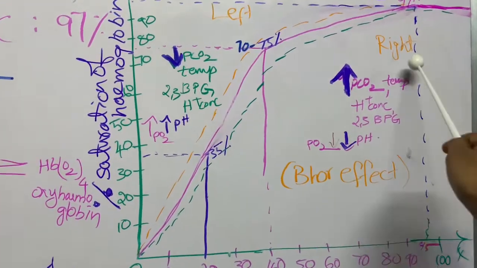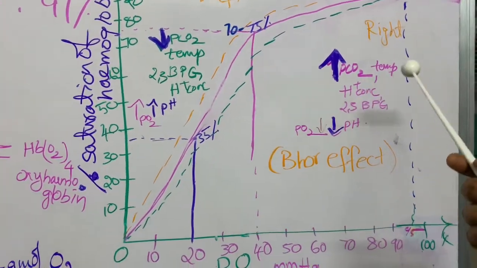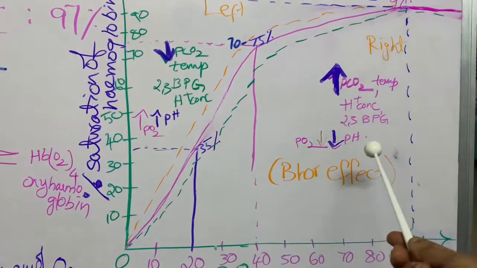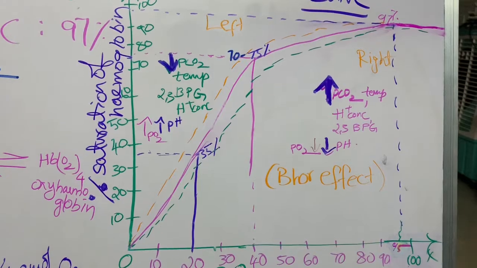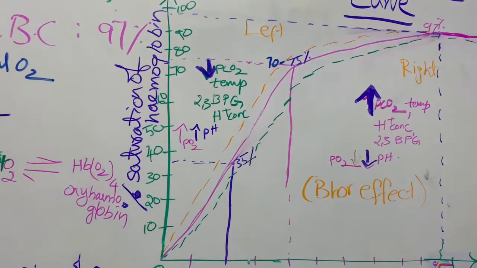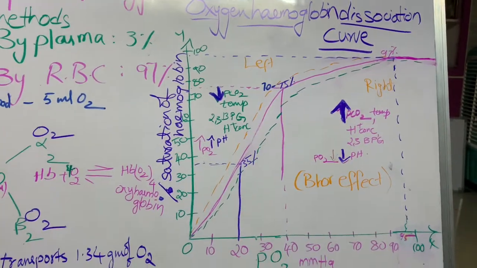You have to remember these factors. At tissue levels, as you already know from the exchange of gases, the partial pressure of carbon dioxide is very high at tissue levels and low at alveolar level. So this is about the oxygen hemoglobin dissociation curve.